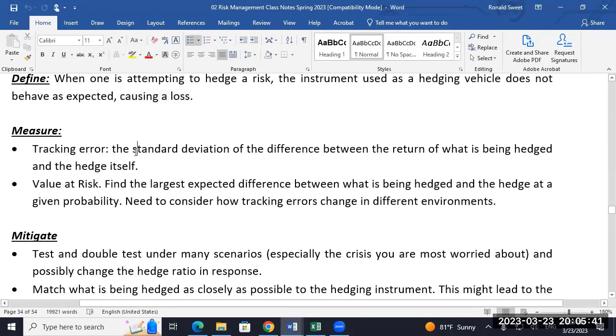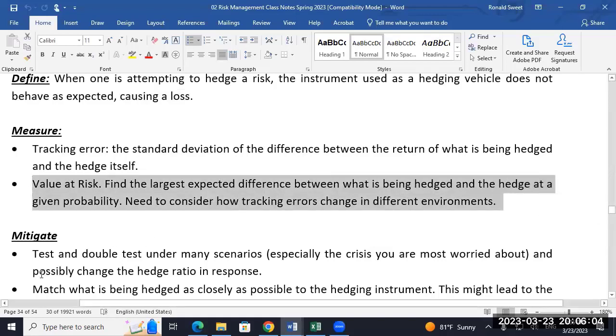So tracking error is the standard deviation of the return of what you're hedging versus the return of what's being hedged. So you can see how different they can be. You want an R squared of 99.999%. You want the two to be moving exactly, or negative 99. When one's up, the other one's down. And one's up 10%, this one's down 10%.